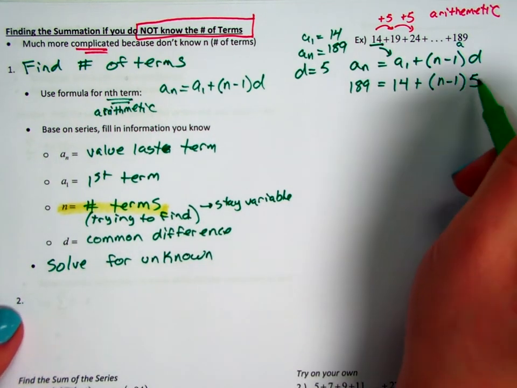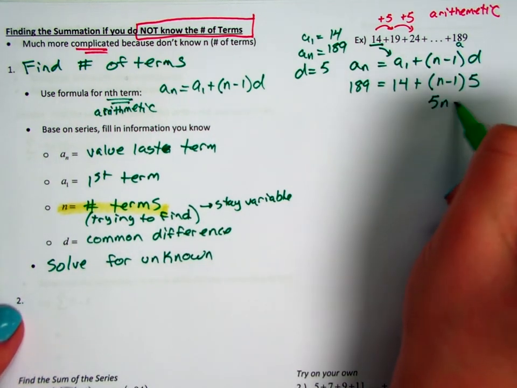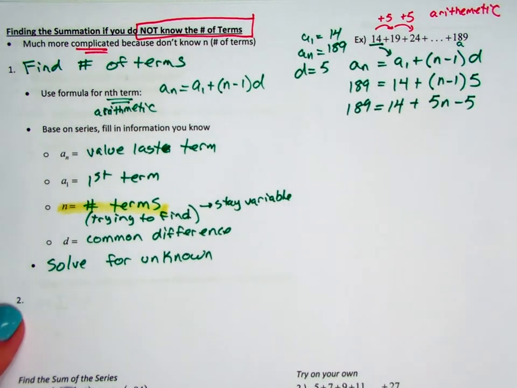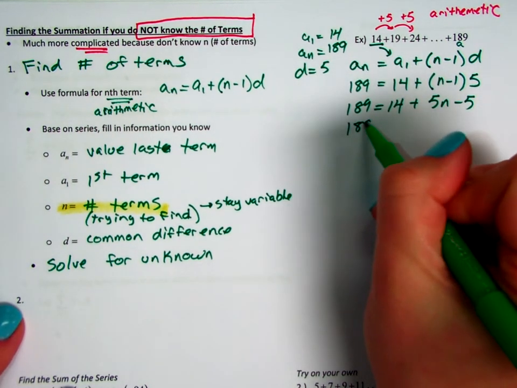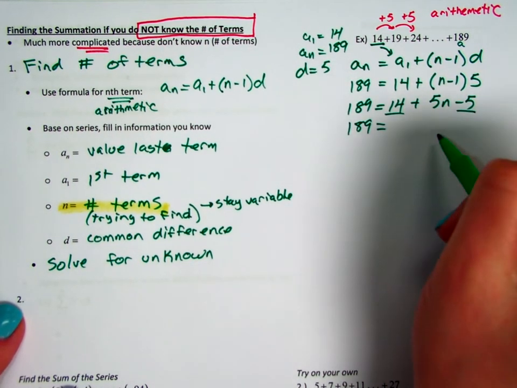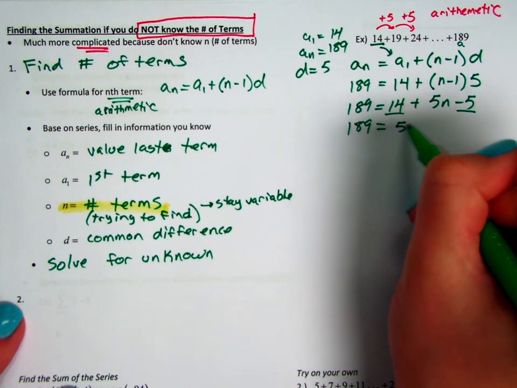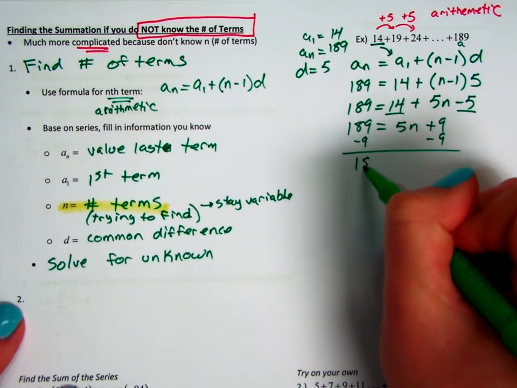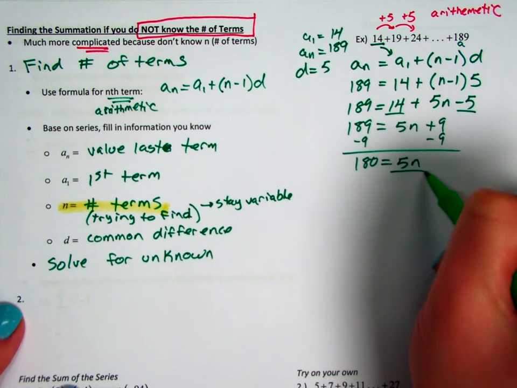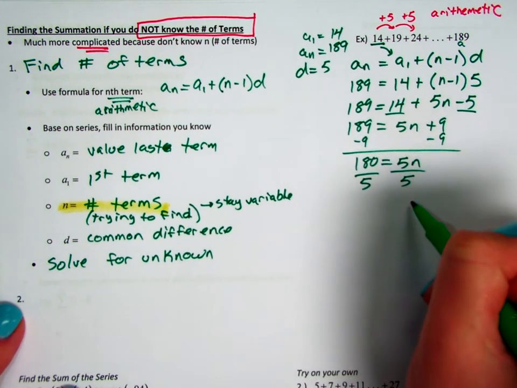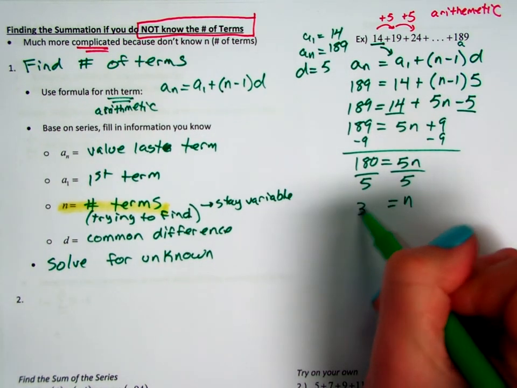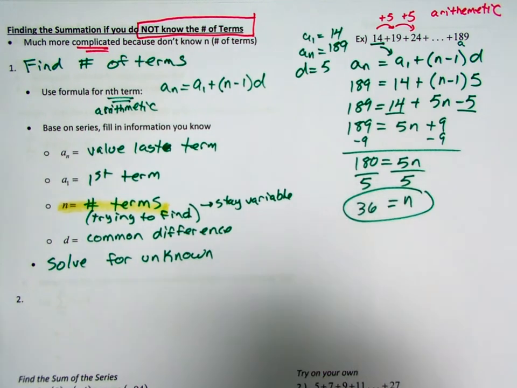So we're going to distribute the 5 in to get 5n minus 5, bring the rest of it down. I can go ahead and combine like terms. So I have 189 equals 14 minus 5 would be 9, so 5n plus 9. Get n by itself, so we have 180 equals 5n, divide by 5. n equals 180 divided by 5 is 36. So now we finally know the number of terms.